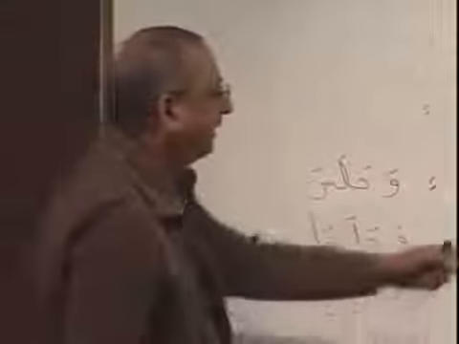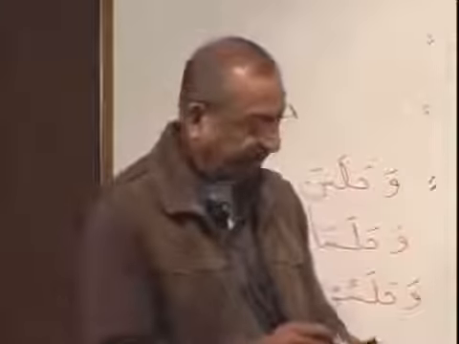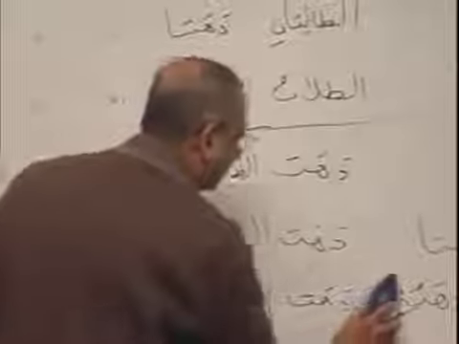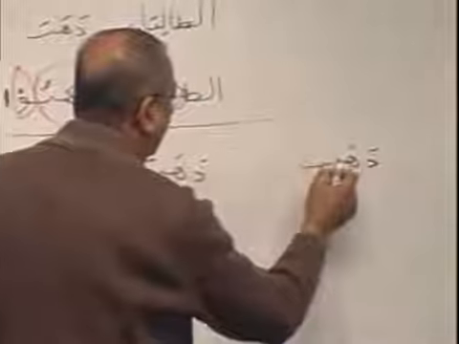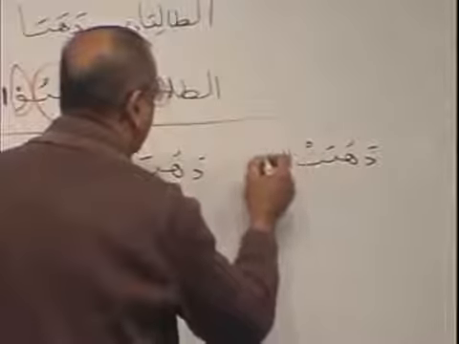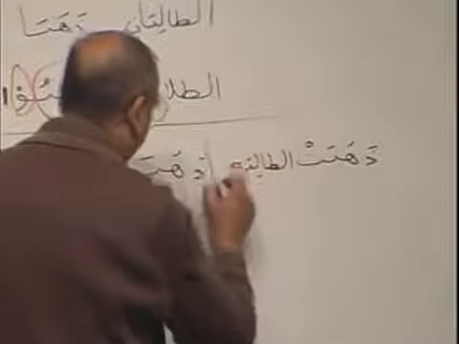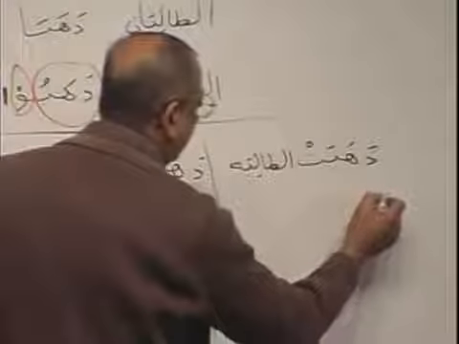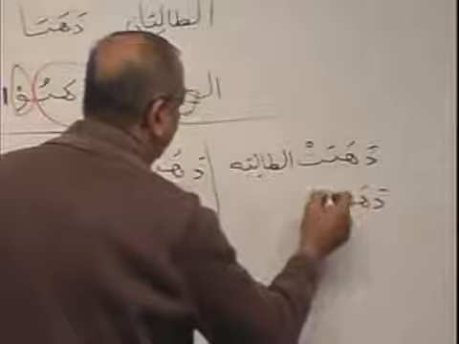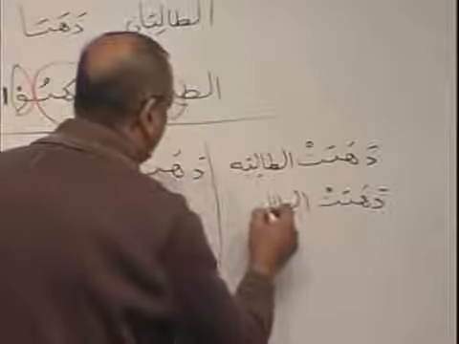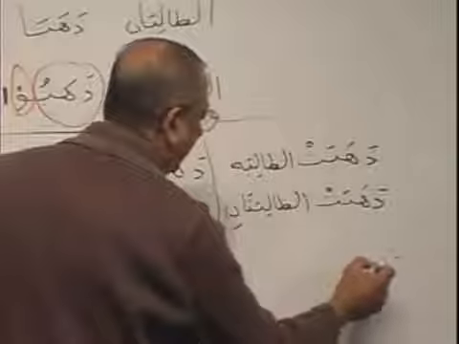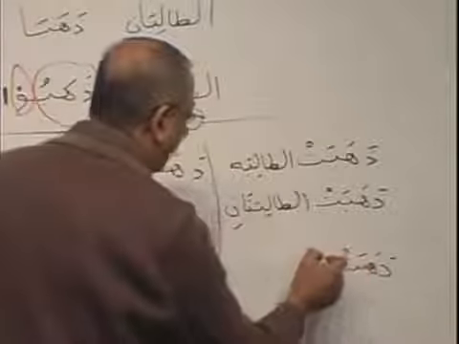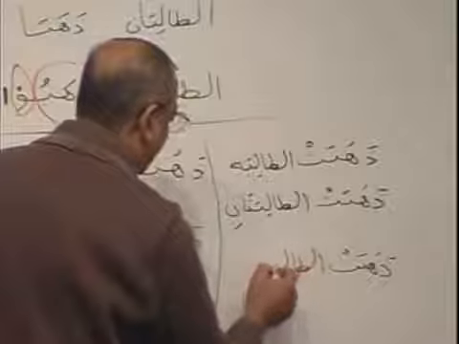وجلسوا. Now change that, brother. ذهبت. Maybe I should write down here, brothers and sisters, in order to make it very clear. ذهبت طالبة. Are you with me? ذهبت الطالبتان. And then I write down here ذهبت الطالبات.